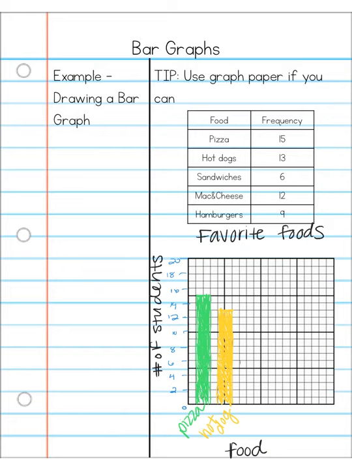Sandwiches are 6, and because we counted by twos, that's going to be right on a good interval. Mac and cheese is 12. And hamburgers is 9. Now 9's not on my interval over here, but I know that 9 comes right between 8 and 10.